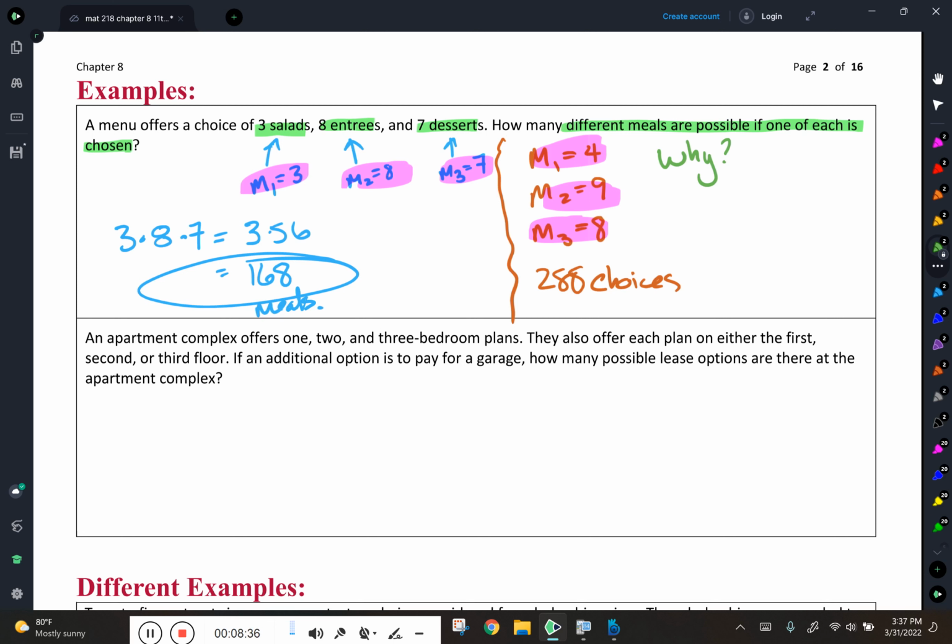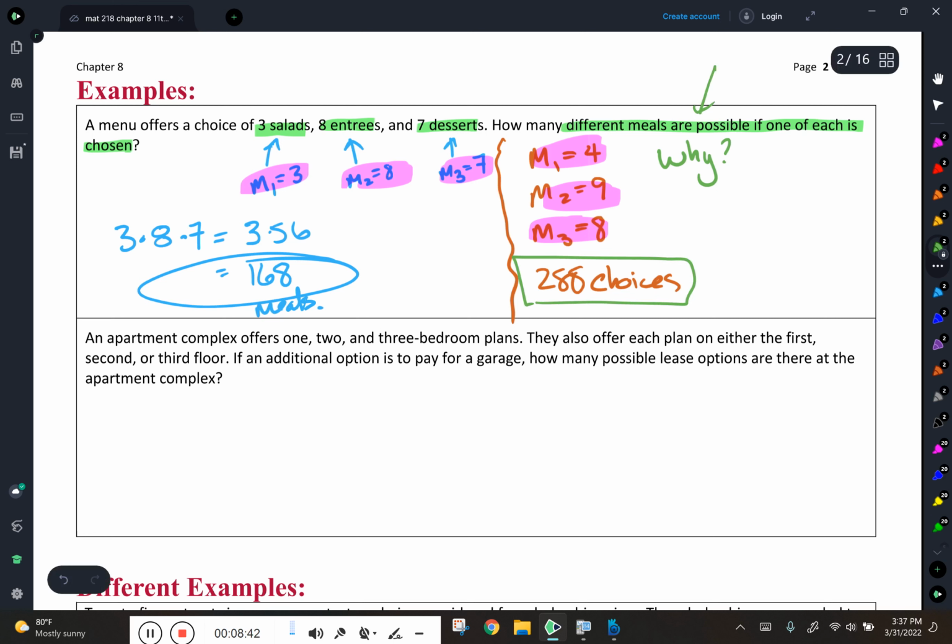Now, the reason that this might not feel good for you is because it all depends on how you read that sentence right there. So what does this mean? What does this mean if one of each is chosen? That says to me that you have to pick one of each. So you have to pick a salad, you have to pick an entree, and you have to pick a dessert, which is why I would argue that this is not right for this problem. Maybe in another problem we could run across one where that would make sense.